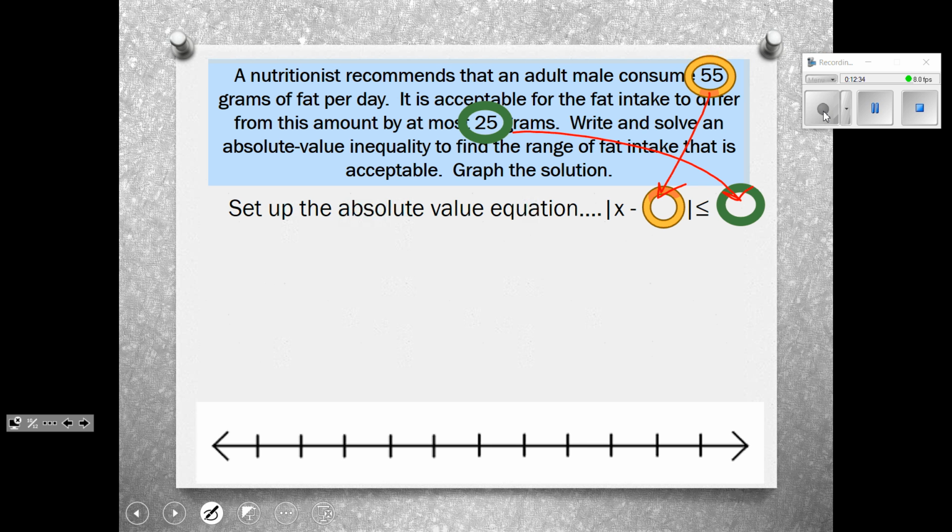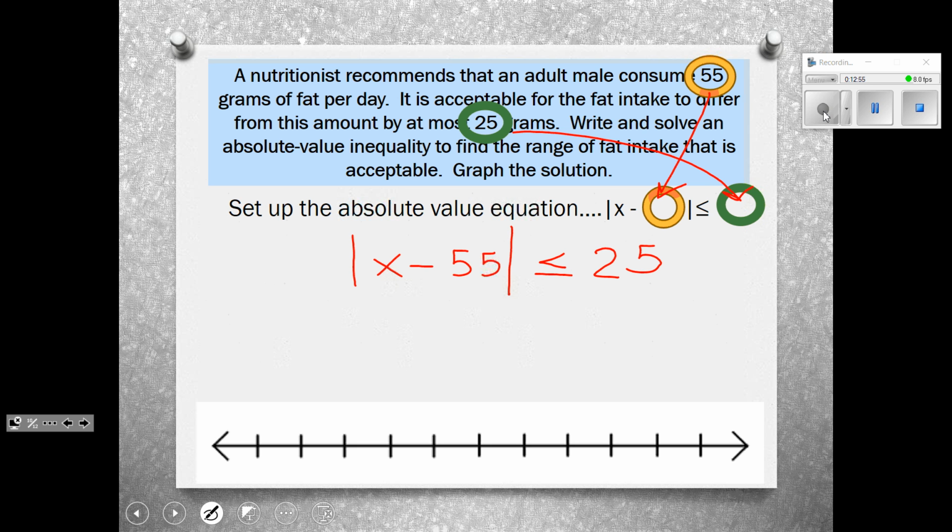And we know that it's forming a nest because the acceptable grams of fat per day are going to be in between these two numbers. So when we plug it in, we're just going to say x minus 55, the opposite of that base number. We know it's a nest, and then we put how much it varies by.